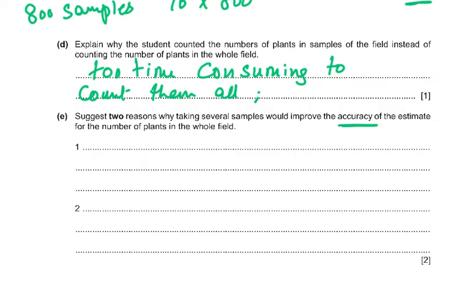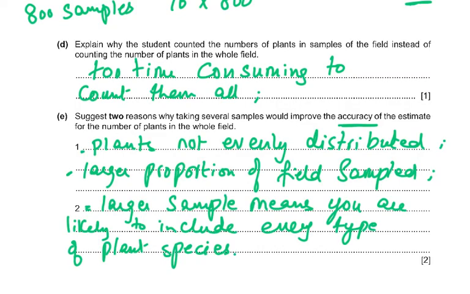Suggest 2 reasons why taking several samples would improve the accuracy of the estimate for the number of plants in the whole field. So several samples, how would they improve the accuracy? Plants are not evenly distributed. A larger proportion of the field sampled would be more representative, so larger samples means you are more likely to include every type of plant species. Now, some of you might know it but you don't know how to word it, so you need to improve your English. We're going to take the exam in English, not in Urdu or Punjabi or Pashto.